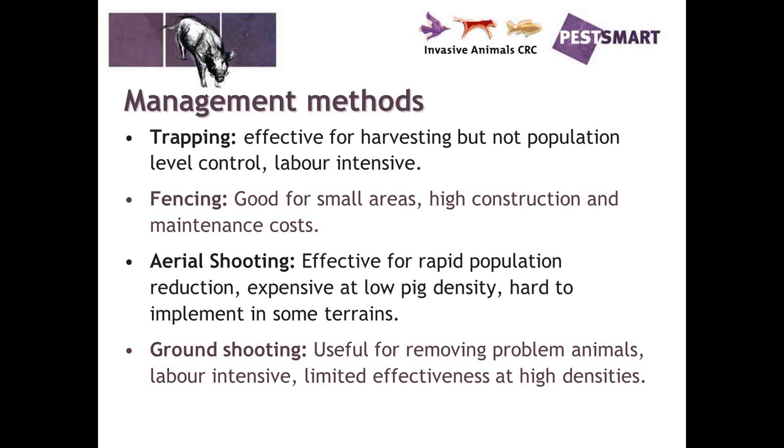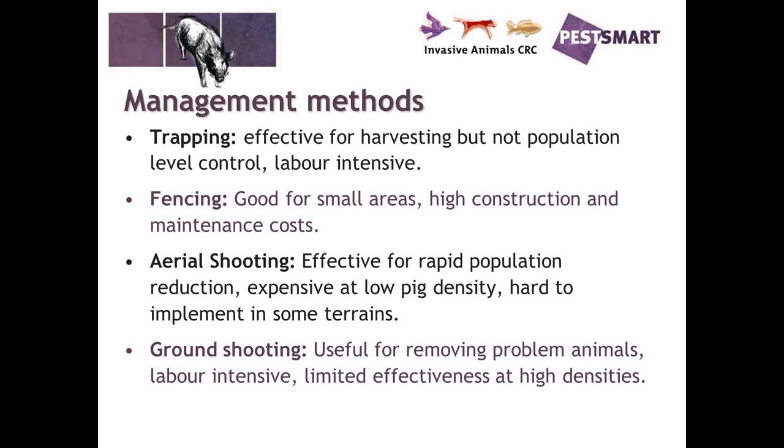So trapping is effective for harvesting, but not really for population level control, and it is labour intensive. It might also be good in areas where there may be risk to non-target species with poisoning. Fencing is another one, so exclusion fencing. It's good for small areas of high value, so high value crops, etc., or even perhaps lambing paddocks. But it costs a fair bit, and it's also costly to prepare, but also costly to maintain.